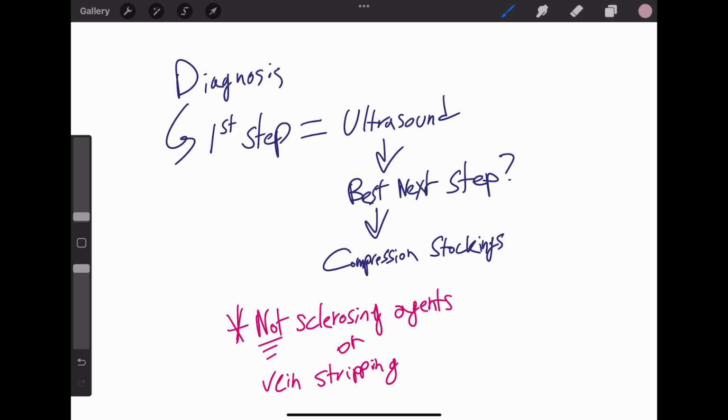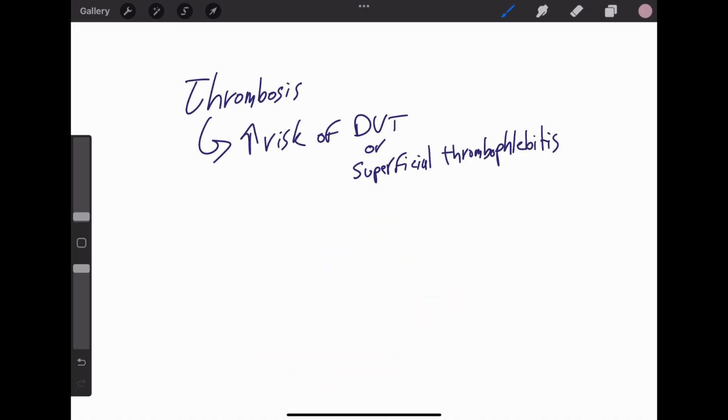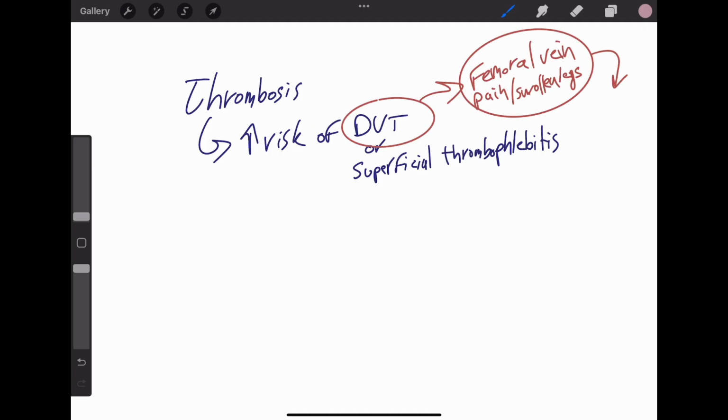That's bread and butter. As for thrombosis, valvular incompetence increases the risk of DVT or superficial thrombophlebitis. This is due to venous stasis and turbulence. For DVT, this is usually in the femoral vein. It presents with painful, swollen legs. Diagnosis is made by, you guessed it, ultrasound.